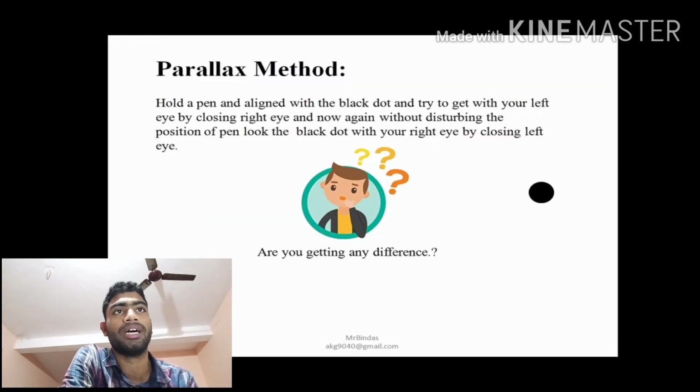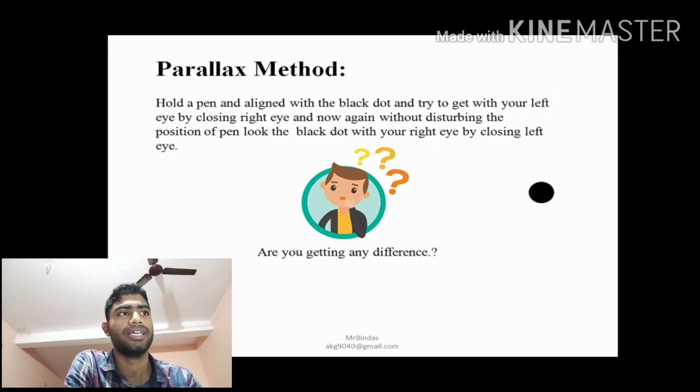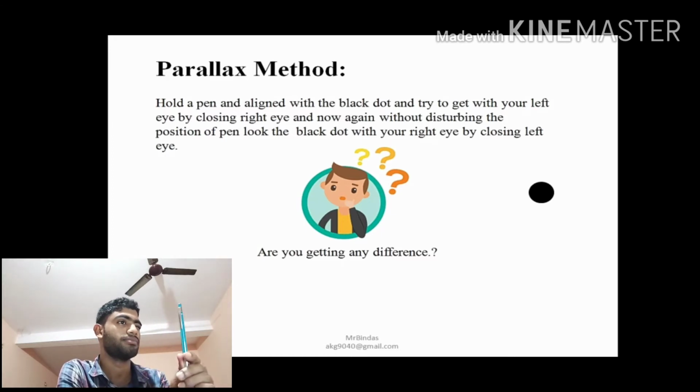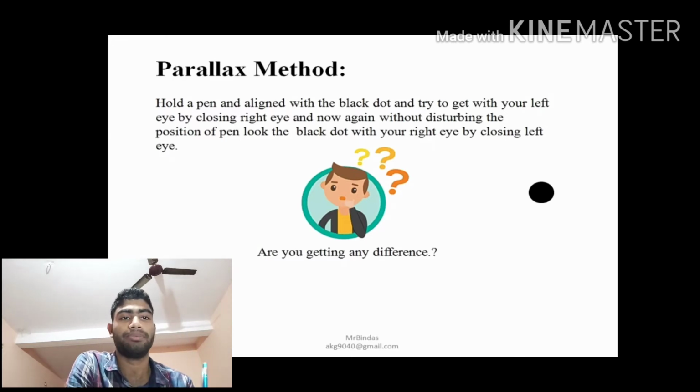Before we go to the parallax method, I want to give you one example, which will help you to understand it. Let's take an example. Here is a black dot. Just take a pen, align that pen with the dot, and try to see that dot with your left eye by closing the right eye, like this. And after that, close your left eye and try to see the dot again with your right eye, without disturbing the position of the pen.